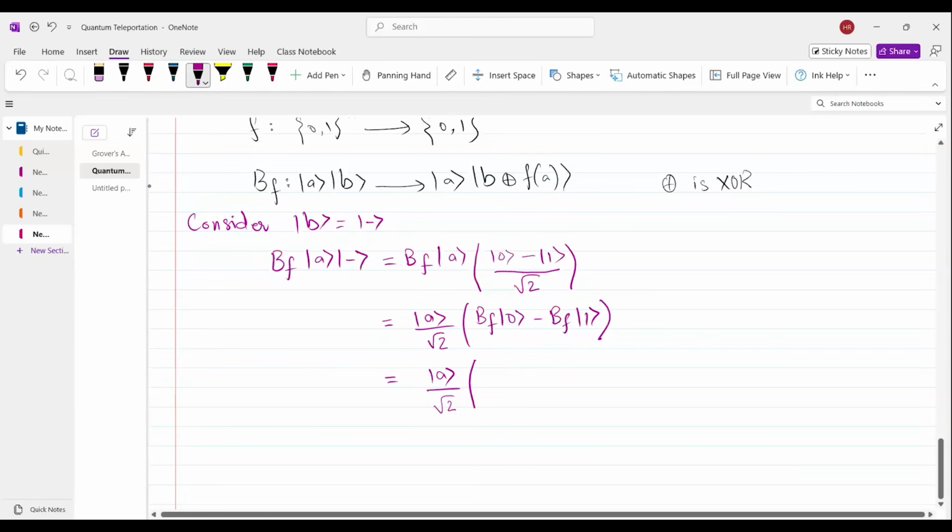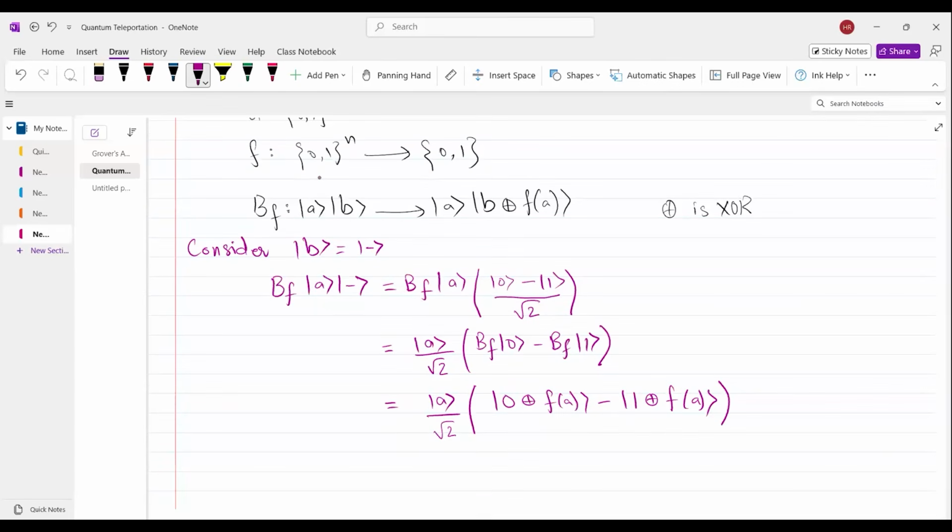We can write it in the ket notation. The outcome of this operator B of f is going to be 0 XOR f of a, then 1 XOR f of a. Now, as we have discussed before, f is a Boolean function that maps to 0 or 1.